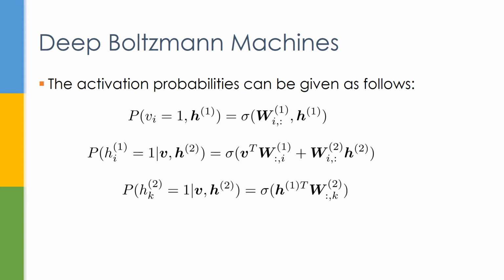Keeping in mind the bipartite structure of the deep Boltzmann machines, the activation probabilities can be written as shown here. For simplicity, the bias vectors have not been specified. The only difference is that of the hidden layer 1, which has been sandwiched between the visible layer and the hidden layer 2, and has to consider the dependencies of both these layers.